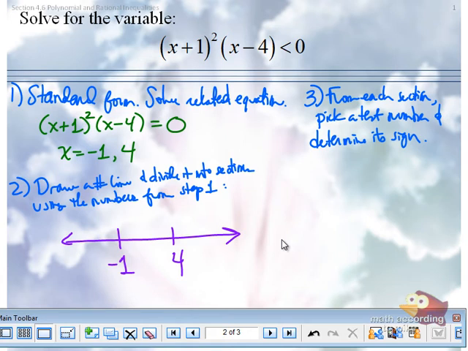So we got 3 sections. Give me a number that is less than negative 1. Negative 2. Give me a number that is between negative 1 and 4. Sure. Give me a number that's bigger than 4. 6 it is. Notice I used a different color and I used dots instead of tick marks. What you're going to do is plug your 3 test numbers into the left-hand side of your inequality. So we were already in standard form. You want to look at the standard form version.